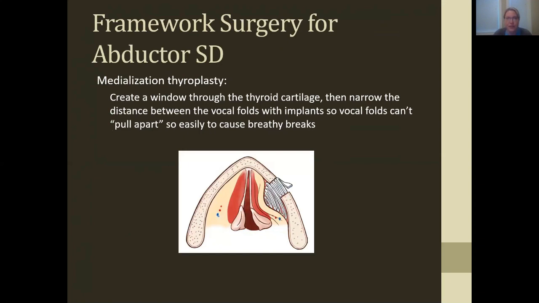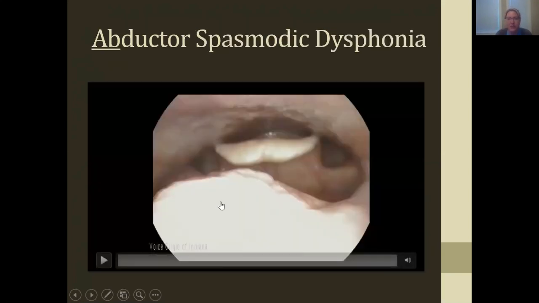As I mentioned, medial thyroplasty is something to consider for adductor spasmodic dysphonia. And again, this isn't really treating the cause of the disease. It's really treating the end organ. But it does push these vocal cords closer together. So in the case of adductor, it helps prevent them from flying apart quite as much, and it just helps bring the cords together so their voice is a little stronger.